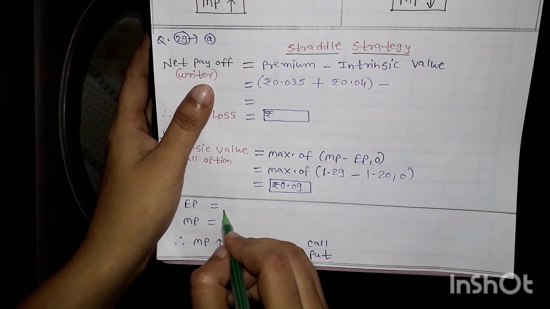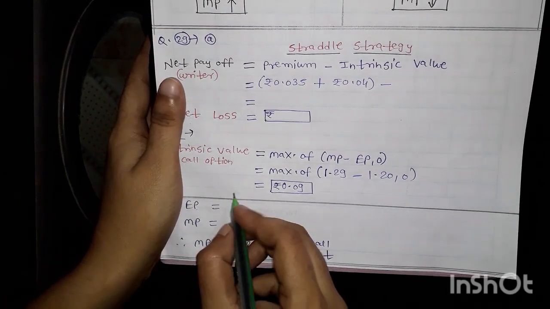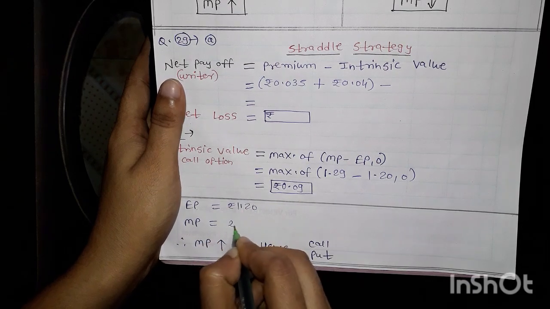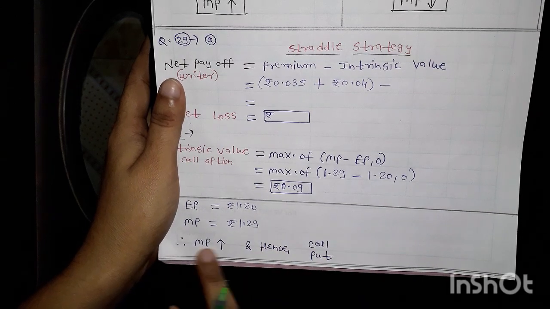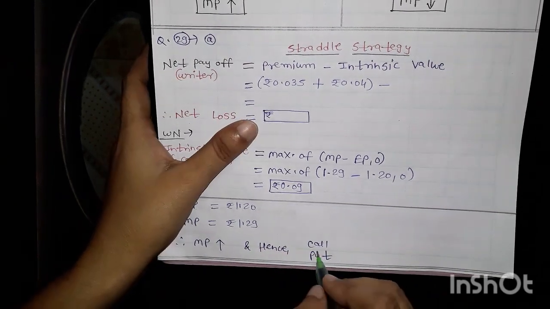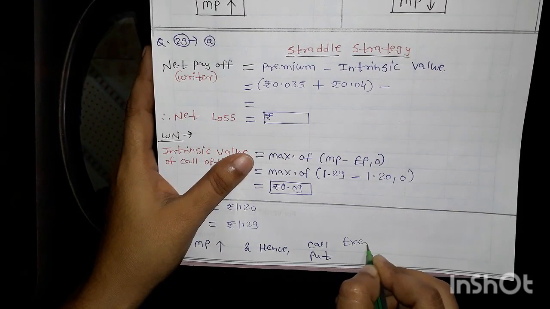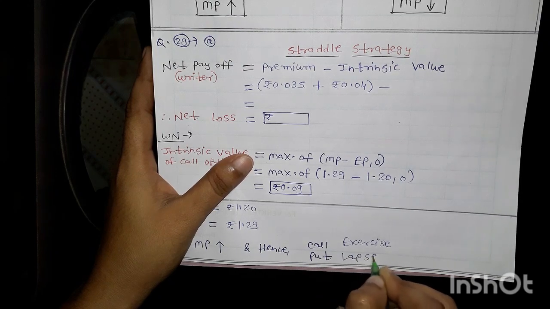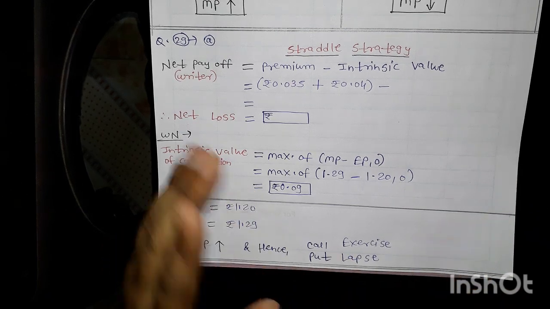See, exercise price, how I understood that call option we have to use, just we are writing here, exercise price is 1.20. Market price after 3 months is 1.29. What is higher? Market price is higher, and we know that if market price is higher, then the call is exercised and the put will lapse, because we are having one call and one put. Okay, from that we are going to exercise only one thing.